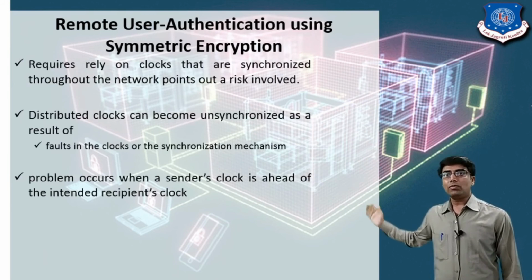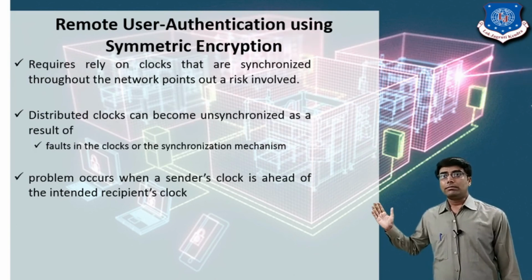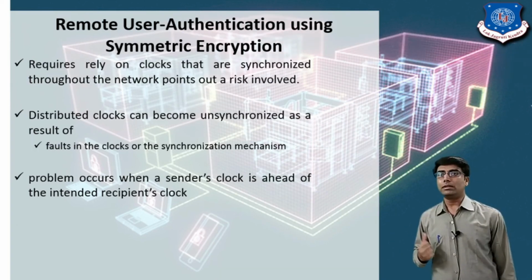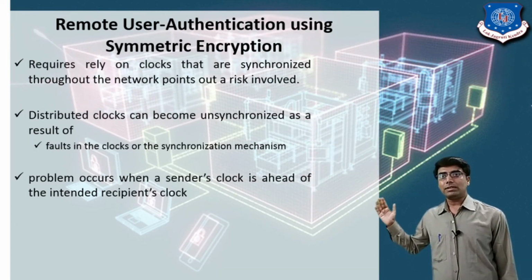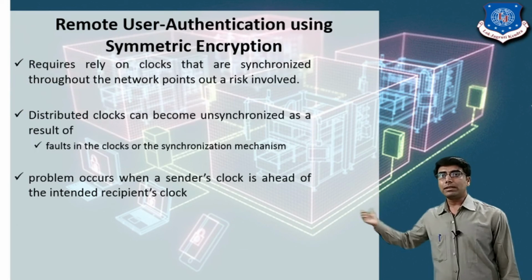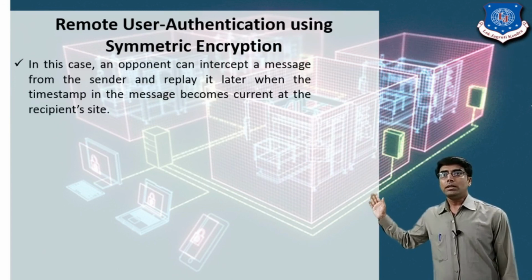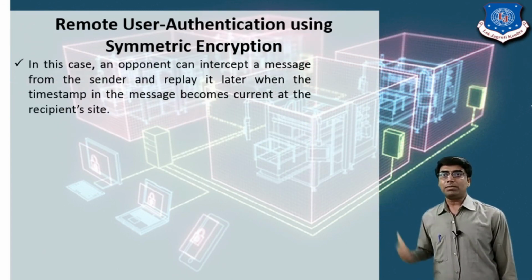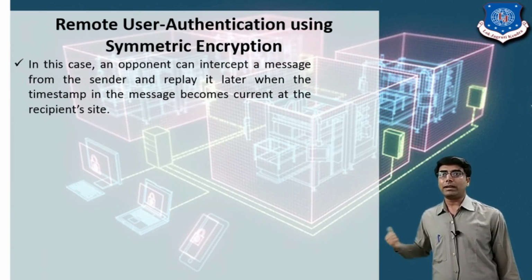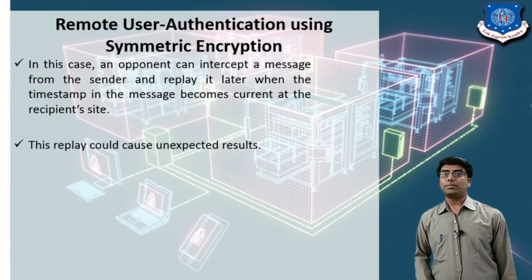The problem occurs when the sender's clock is ahead of the intended recipient's clock. It means sometimes the sender's clock is ahead of the receiver's clock. So when the sender sends the message, after some time the receiver will receive that message, and here the clocks are not synchronized. So the opponent can intercept the message from the sender and replay it later, when the timestamp in the message becomes current at the recipient side. So this replay could cause an unexpected result.